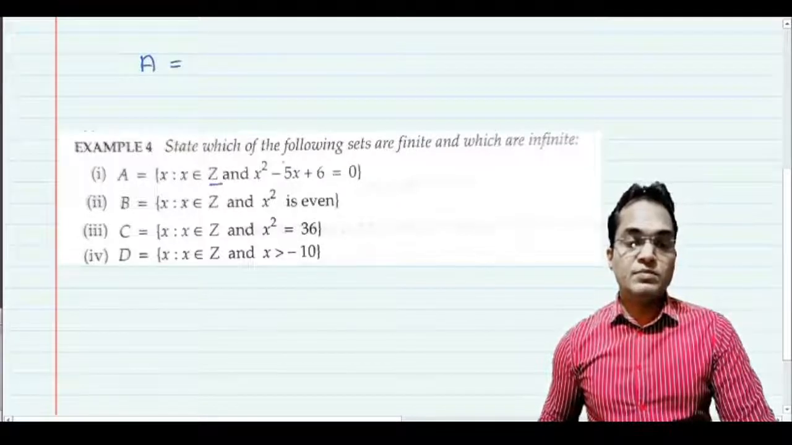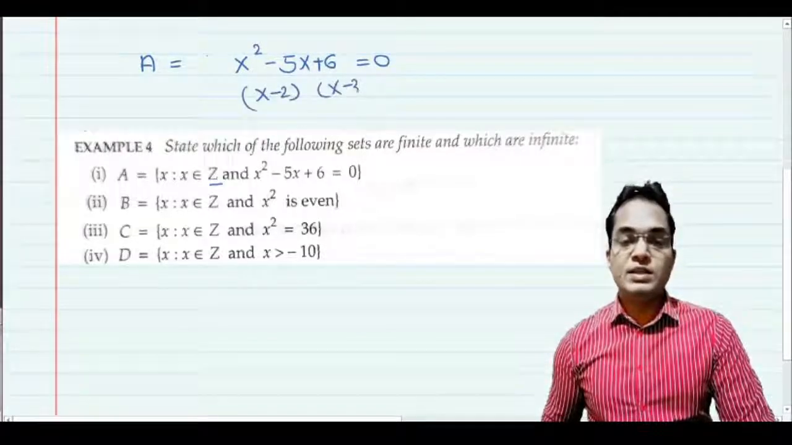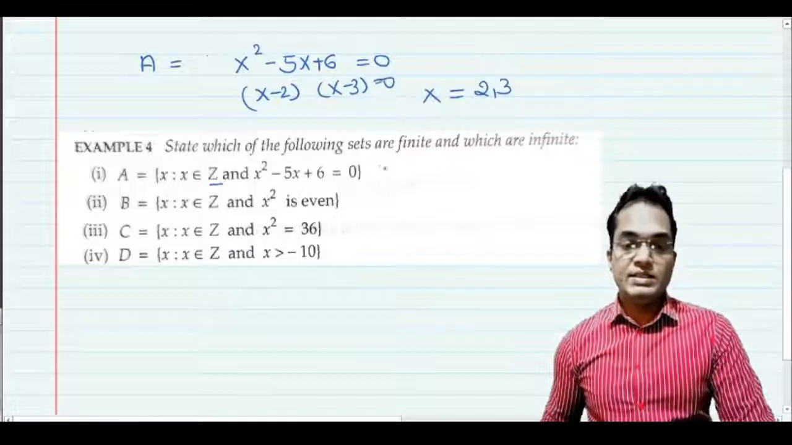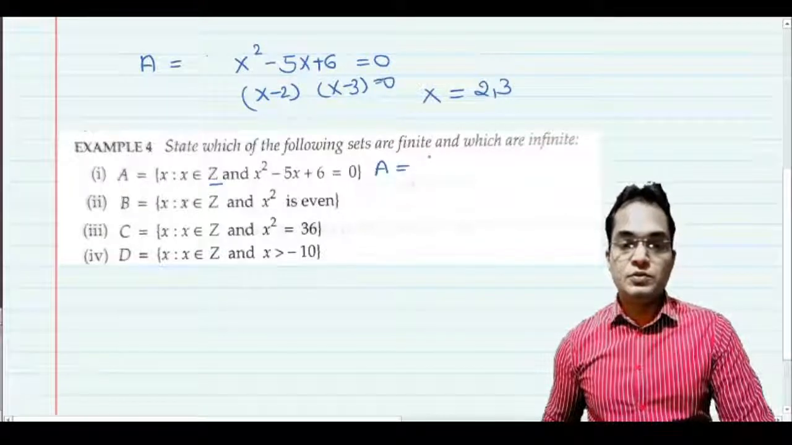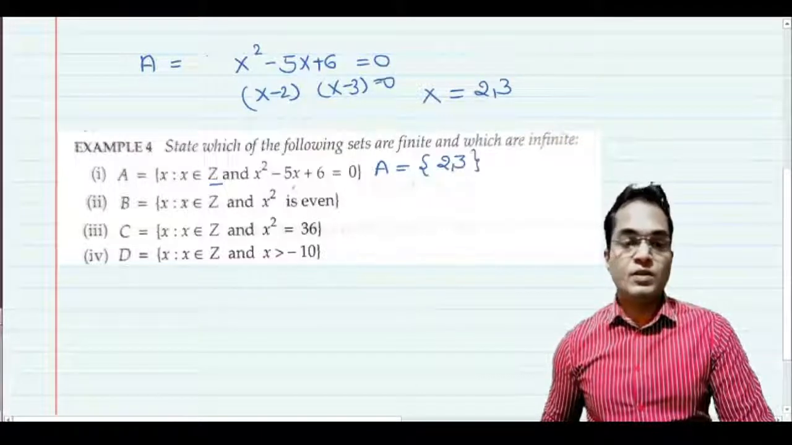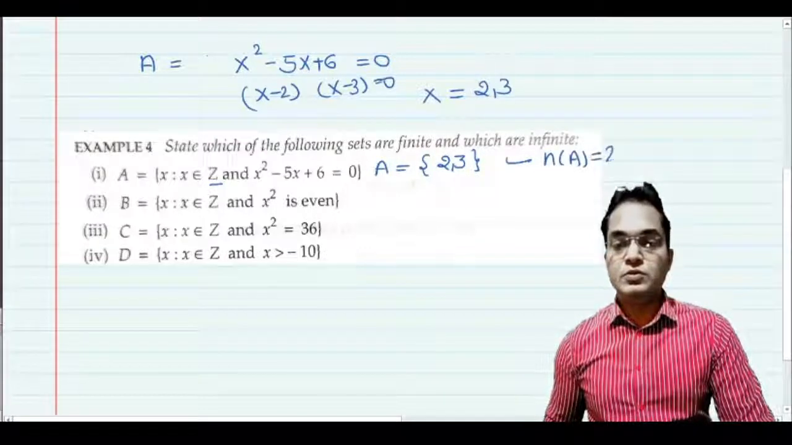x belongs to integer. You have to factorize this, and the roots will be, if you factorize this, then what are the roots? They are (x minus 2)(x minus 3) equals 0, which means x equals 2, 3. So the set A is equal to {2, 3}. Okay, this is finite. Yes, the cardinal number is 2. It is finite because n(A) equals 2.